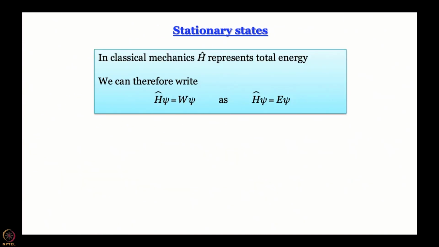From classical mechanics, it was known that the Hamiltonian operator represents total energy. It is a total energy operator. So, when we have an equation like this, H psi equal to W psi, we might as well replace W by E, energy, and write it as H psi equal to E psi.